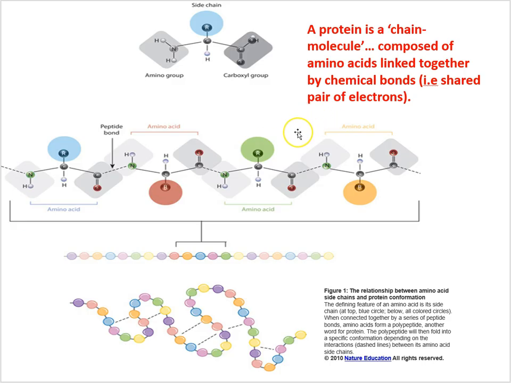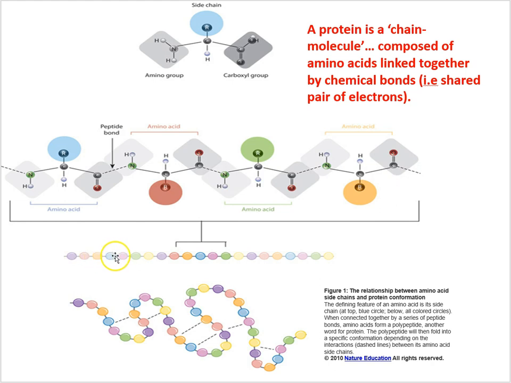Now, a protein is a chain molecule composed of amino acids linked together by chemical bonds. And remember, a chemical bond is when atoms share a pair of electrons. So here's one amino acid up here, and here's a chain of amino acids. And amino acids differ by this R group. And in later biology courses, you may get more familiar with these different R groups. But for us, we're just going to note that there are different kinds of amino acids, but a protein is simply a chain of these amino acids chemically linked together.